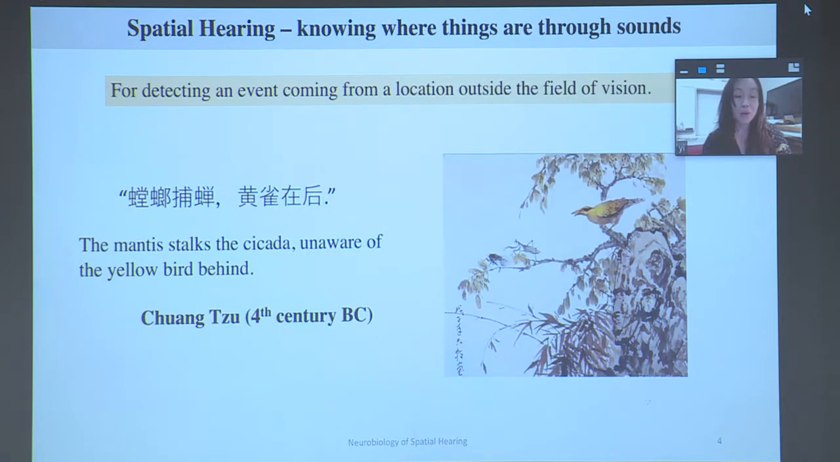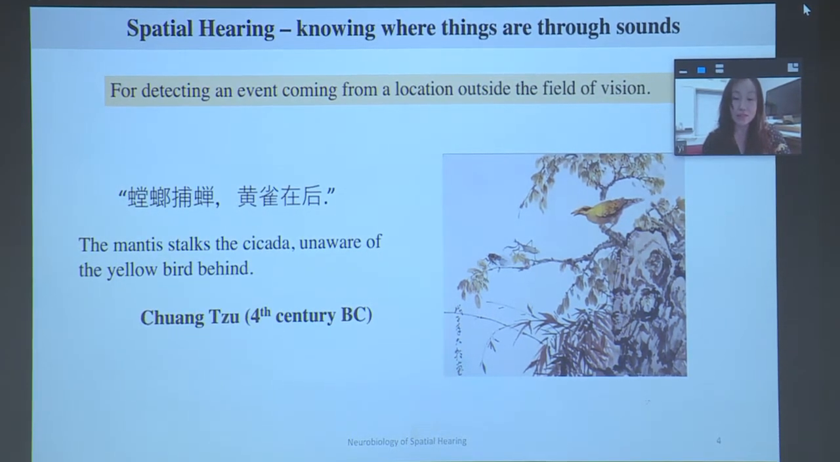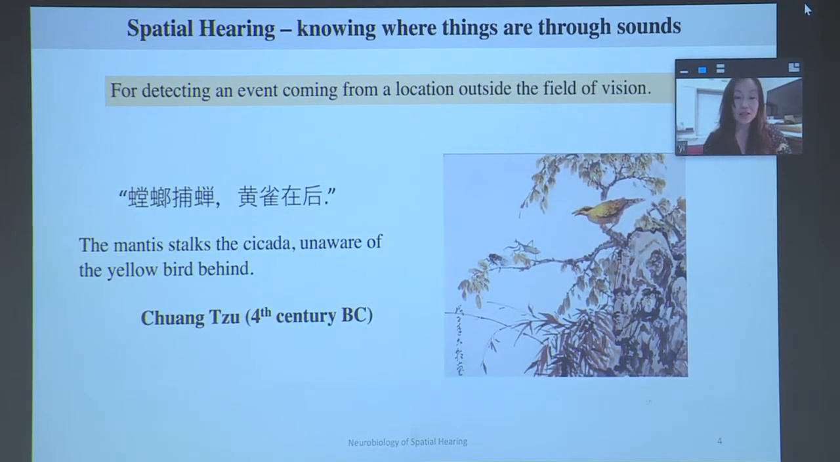Spatial hearing is also important for detecting events coming from a location outside our eyesight. What you see in this painting describes ancient wisdom by the Chinese philosopher Zhuangzi. What is shown here is a mantis stalking a cicada. Although he thinks he's within striking distance of his food, he's unaware of the yellow bird behind. We use this idiom to describe a situation where we only focus on rewards immediately in front of us, but somehow forget about the consequences or danger surrounding or behind us.